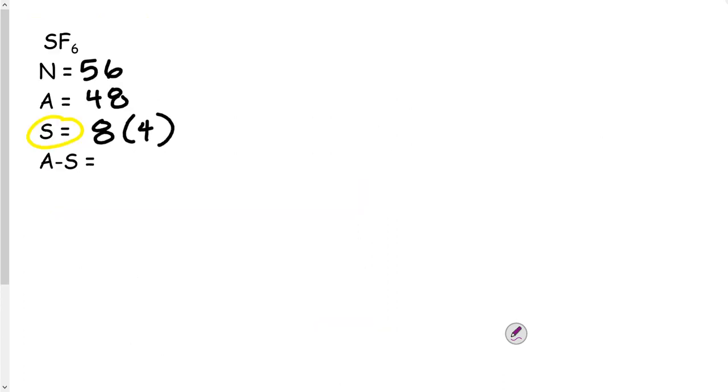Here's another example, SF6. As I've gone through and calculated this, notice that my shared electrons have ended up only allowing for me to have 4 bonds. But when I look at my molecule, I have 6 fluorines. Sulfur in the middle, 6 fluorines.